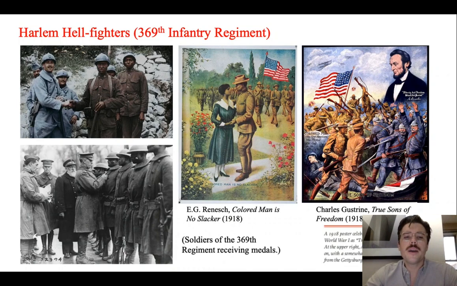And as I said, they don't fight initially under the American flag, but rather were contracted out to the French military forces as a kind of mercenary force. So it's interesting to see that even though these campaign posters say the colored man is no slacker, they are the true sons of liberty, because of Jim Crow policies, they're not able to fight under the American flag or even in American uniforms, but rather are contracted out to the front lines of the French forces.